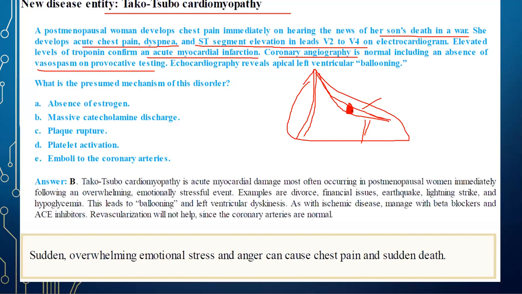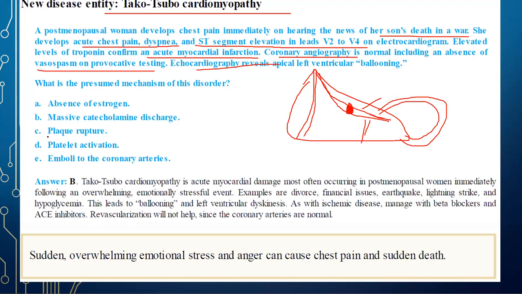So what is the other condition which gives you the total features of MI? That's the condition called Takotsubo. How do you confirm it? By doing an echocardiogram, which will reveal apical left ventricular ballooning. So the left ventricle becomes ballooned like this.